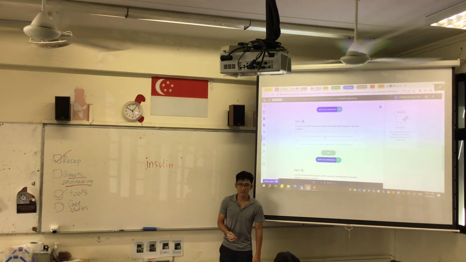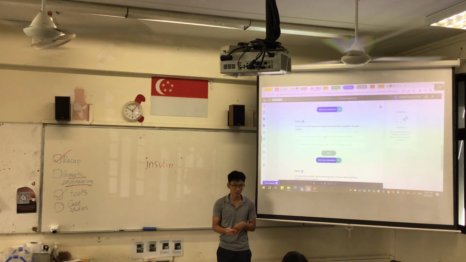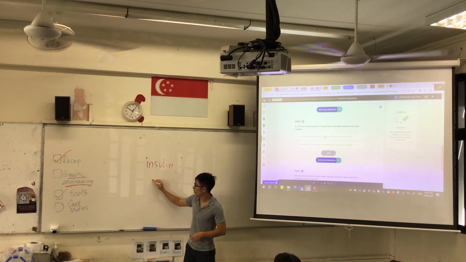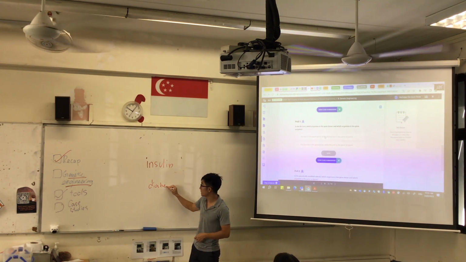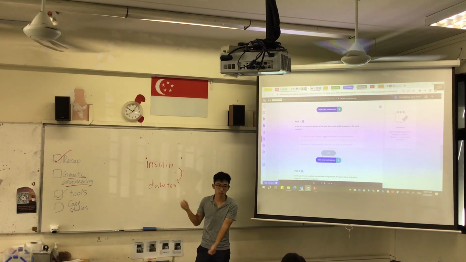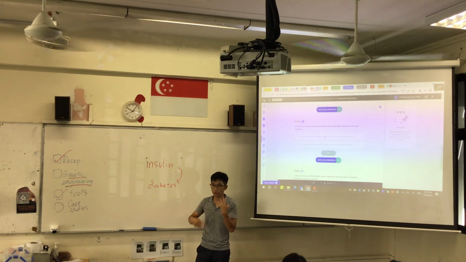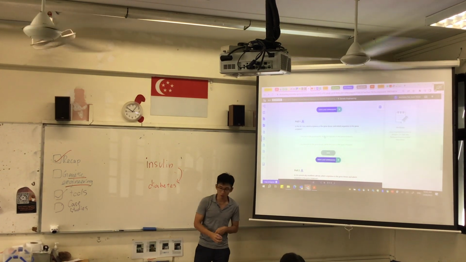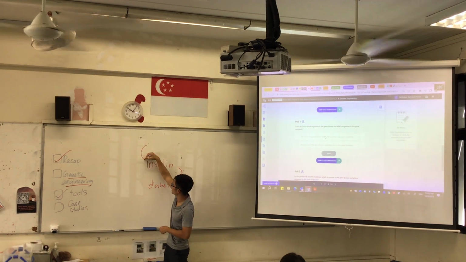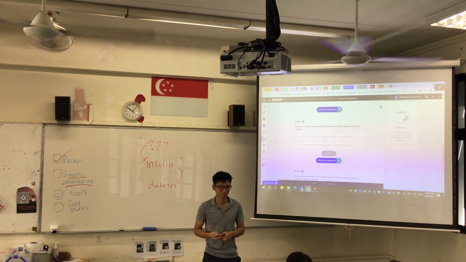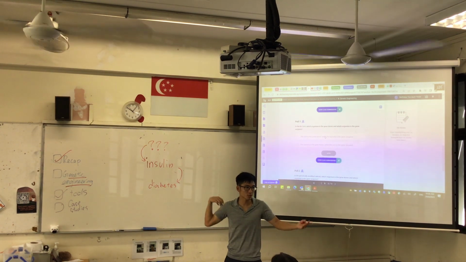Yeah? Insulin helps to regulate your blood glucose levels. Do you know that diabetic patients, people with diabetes, need to have regular insulin injections to help regulate their blood glucose levels? But what I'm not sure if you know is, where did this insulin come from? Where did you get so much insulin from?